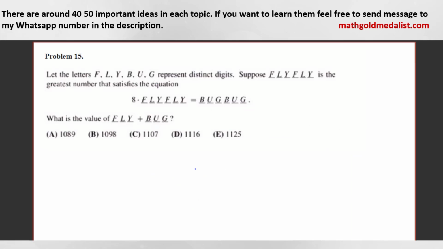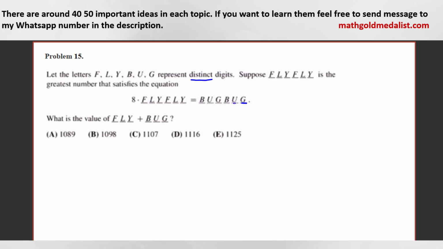Problem 15. Let the letters FLYBUG represent distinct digits. It's important that they should be distinct. And then suppose FLY is the greatest number that satisfies the equation 8 times FLY is equal to BUG. What is the value of FLY plus BUG?